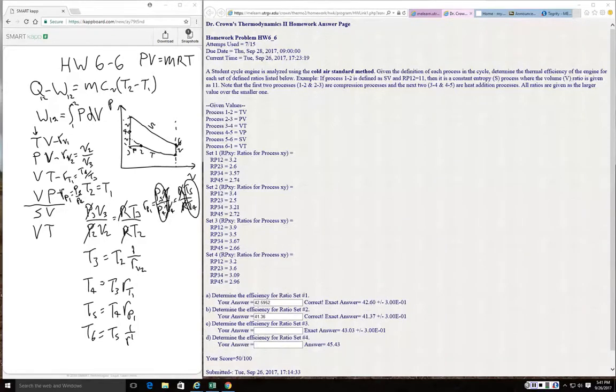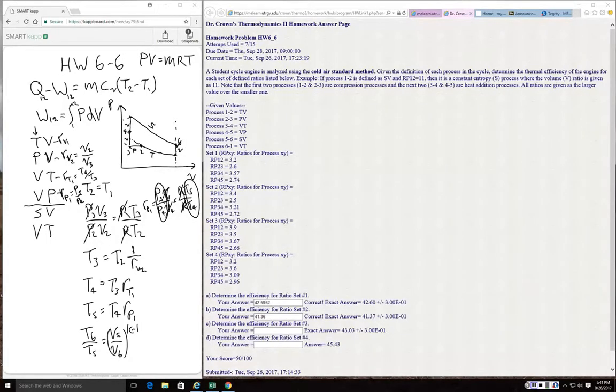1 over the compression ratio to the K minus 1. But let's look at what that is. So this ratio of V6 over V5, let me write this as the basic equation. So T6 over T5 equals V5 over V6 to the K minus 1. That is the equation for an isentropic process, which 5 to 6 is. So I need to know what is V5 over V6.